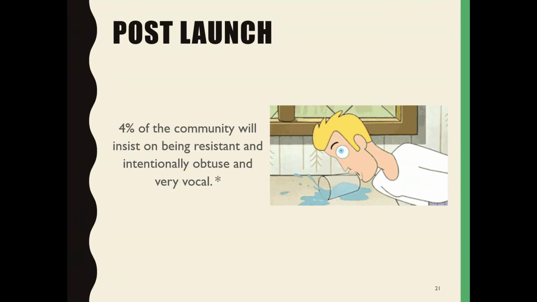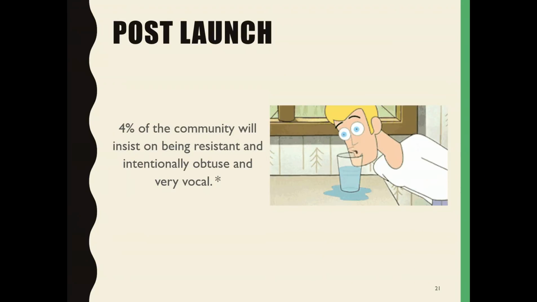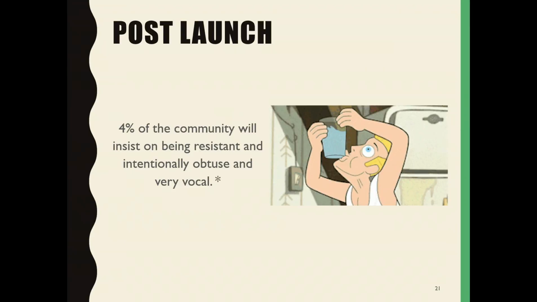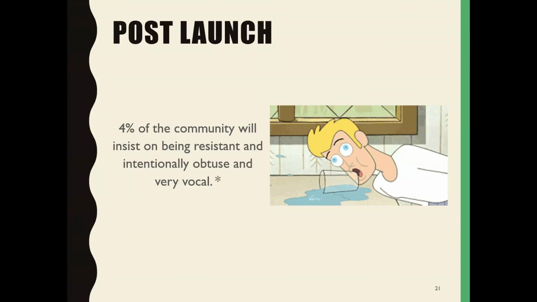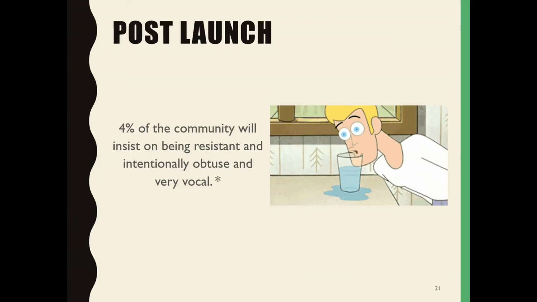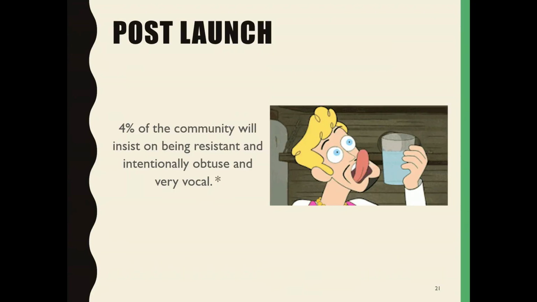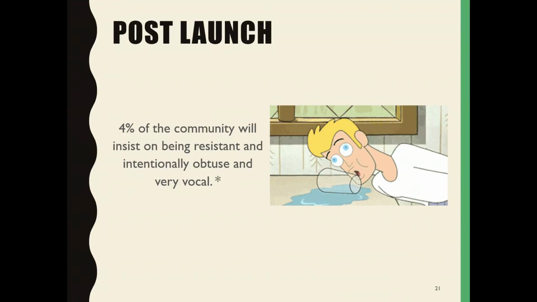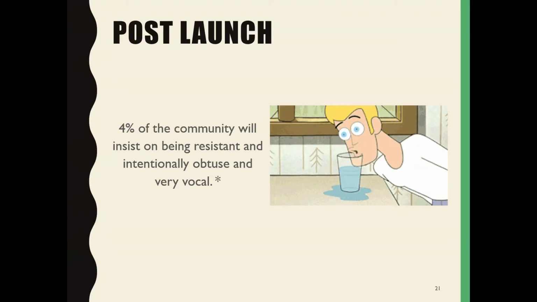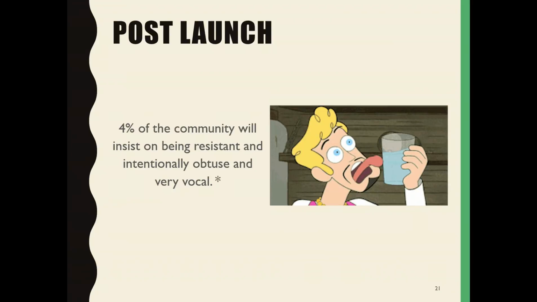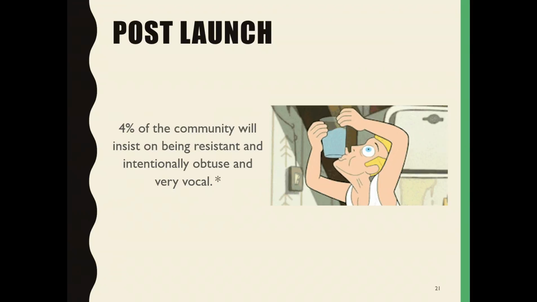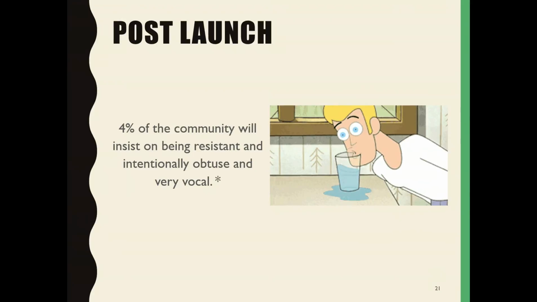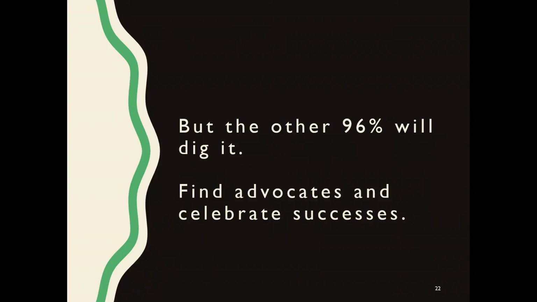And this is our final wrap-up thought. So 4% of the community, based on the 20 survey respondents, are not super happy or are critical. They'll insist on being resistant and intentionally obtuse. We had somebody who claimed they couldn't find financial aid, and I was literally like, it's under the Cost and Financial Aid header. Anyway, they'll insist on that, but 96% will really love it.